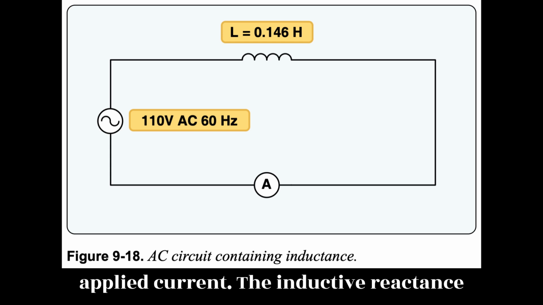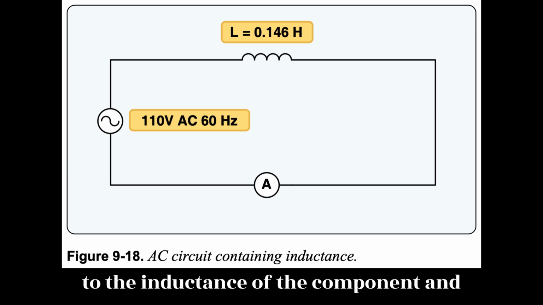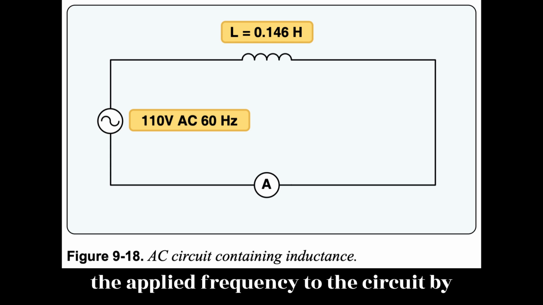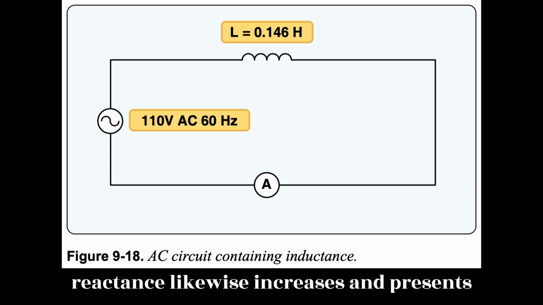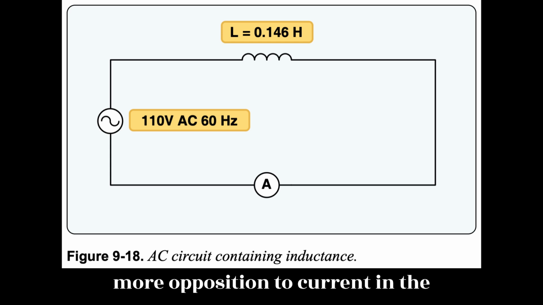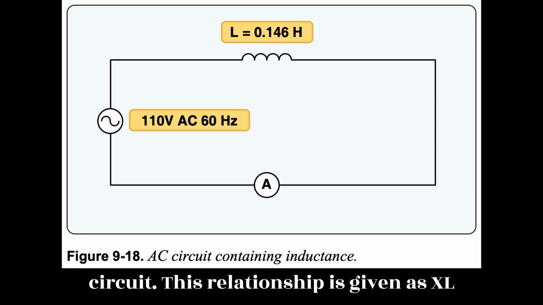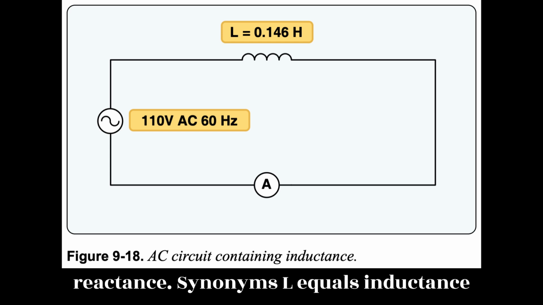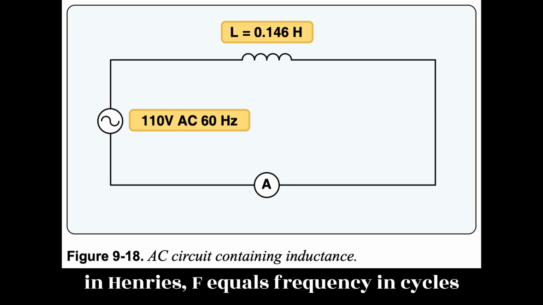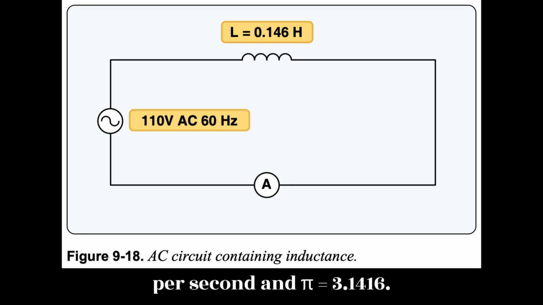The inductive reactance of a component is directly proportional to the inductance of the component and the applied frequency to the circuit. By increasing either the inductance or applied frequency, the inductive reactance likewise increases and presents more opposition to current in the circuit. This relationship is given as XL equals 2 pi FL, where XL equals inductive reactance in ohms, L equals inductance in henries, F equals frequency in cycles per second, and pi equals 3.1416.